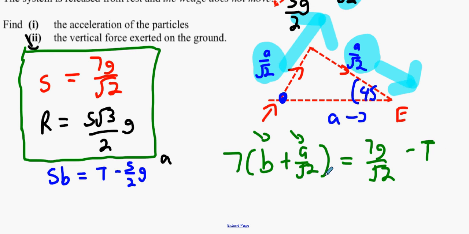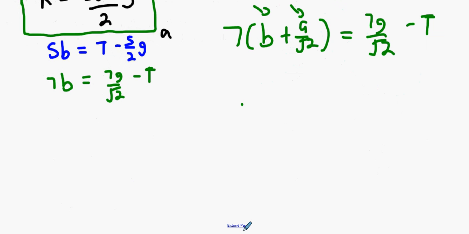Here's the good news now, lads. Good news is A is 0. And what does this become? 7b equals 7g over root 2 minus t. Happy days. What am I going to do with those two equations? Add them together and cancel their t's. And I'm going to get 12b equals whatever 7g over root 2 minus 5 over 2 is.